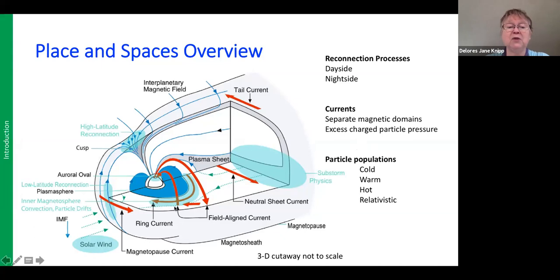I will also point out that everything that seems to be a particle population shown here in kind of an aqua color has different colors. If it's aqua color, it means typically that the particles are a little bit more energetic. This blue region here is a region of colder particles that have been extracted from Earth's atmosphere.